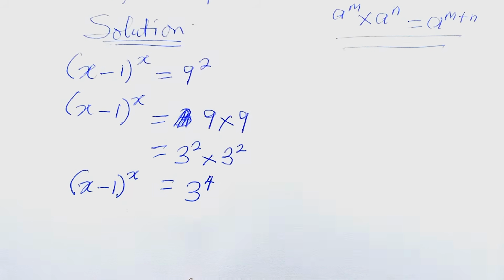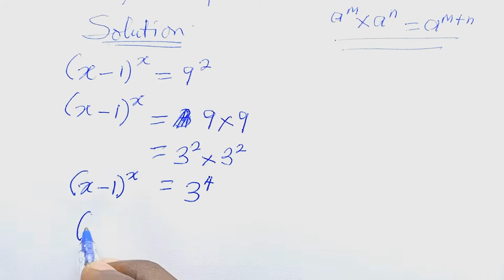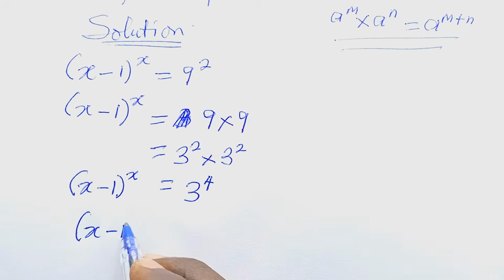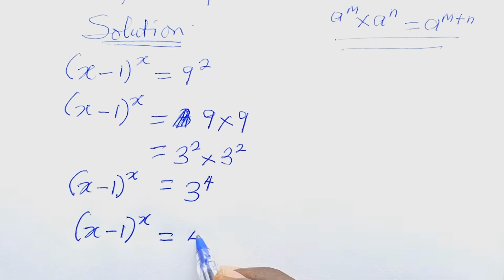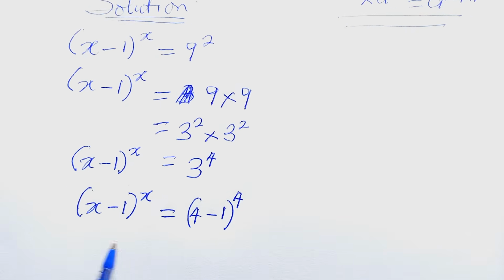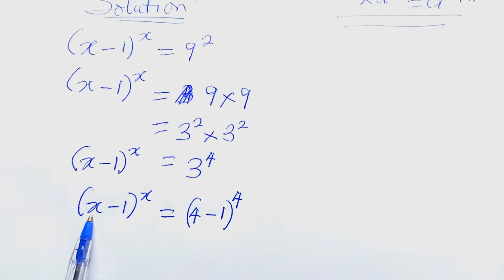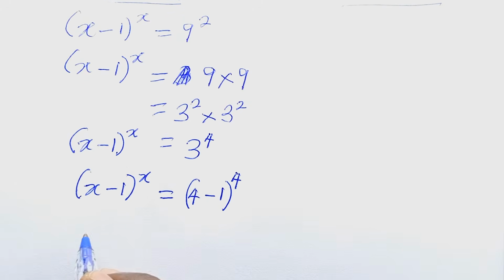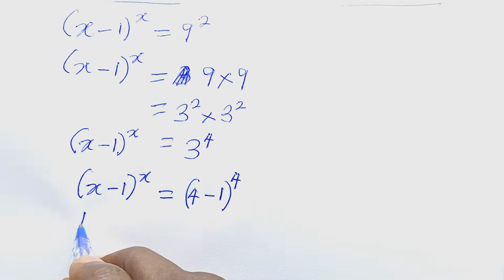So let's go ahead and rewrite that. We have bracket open x minus 1 close bracket raised to the power of x equal to 4 minus 1 all raised to the power of 4. So what does it imply? If we compare, it means that x is equal to 4, and x minus 1 is equal to 4 minus 1.